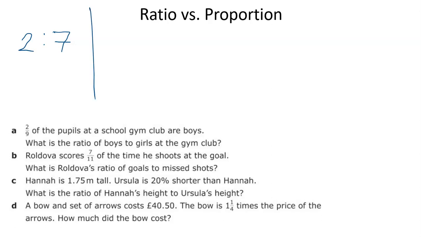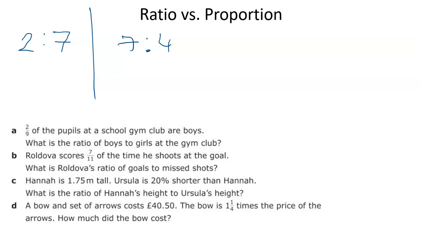Okay, part B, we have a 7/11 score. Of the time he scores that many out of 11 times he shoots at the goal, he scores 7 times. And what is the ratio of goals to missed shots? So we want goals first, and that's the 7, and the whole thing needs to add up to 11, so that's exactly the same as the first one. It's just going to be a 4. The total of these 2 should be the denominator.